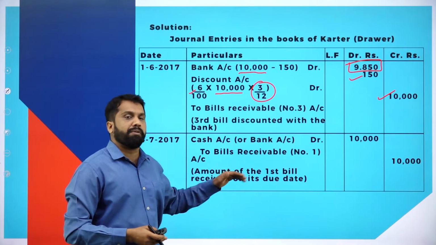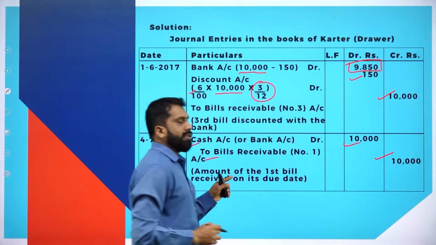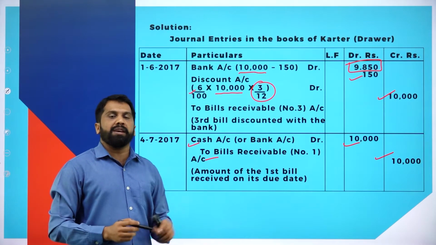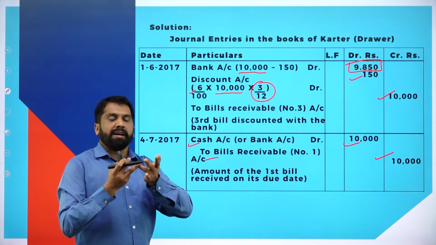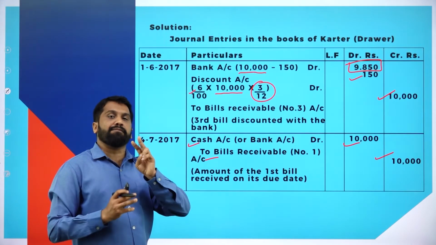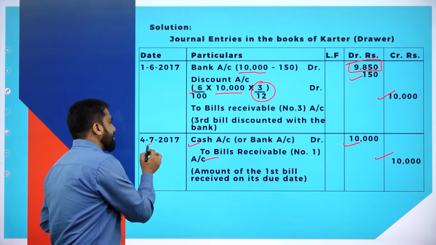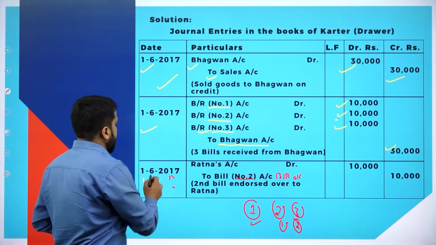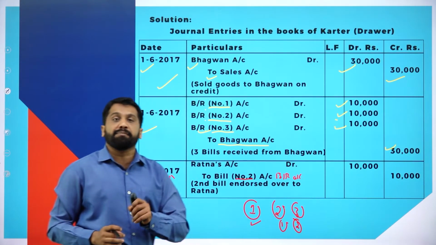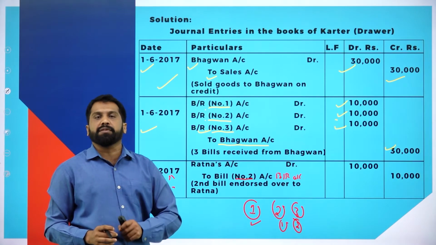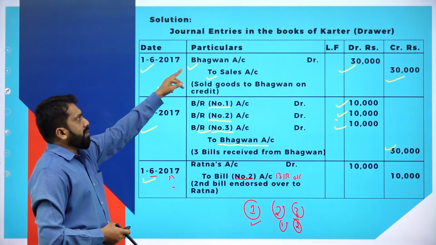After 1 month, what will we do? Cash account debit to bills receivable. 10,000, 10,000. This is all about bill 1. Why have we done bill 1 at the end? Because the second bill was already transferred to a third party and the third one is already discounted. The first bill was collected after 1 month. That's why we'll take it in the month of 7. These things are in the month of 6. Hope you're clear. These are the journal entries in the books of the seller, in the books of drawer. I'll recall once. Journal entry number 1, Bhagwan account debit to sales.